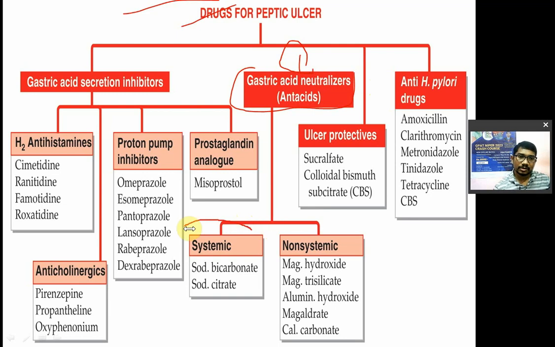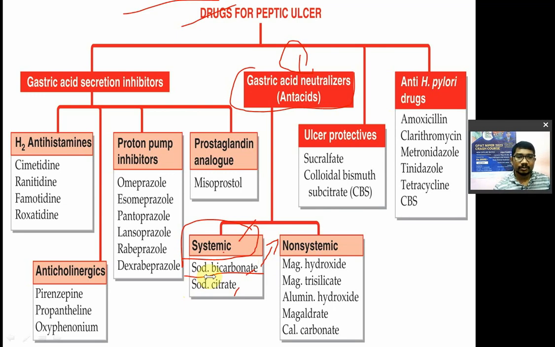In that you have two classes. The first one is the systemic antacids. Why is it called systemic? Because examples like sodium bicarbonate and sodium citrate are absorbed into systemic circulation, that's why they are known as systemic antacids. Sodium bicarbonate is a basic compound. If it goes into the blood, what will happen to the blood pH? It will increase. So it has an adverse effect known as systemic alkalosis or urinary alkalosis.